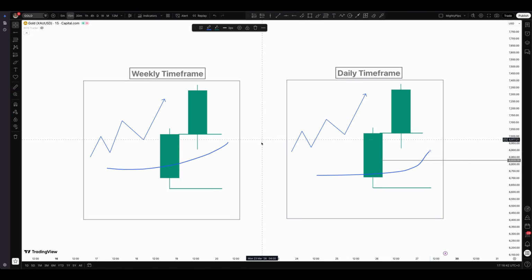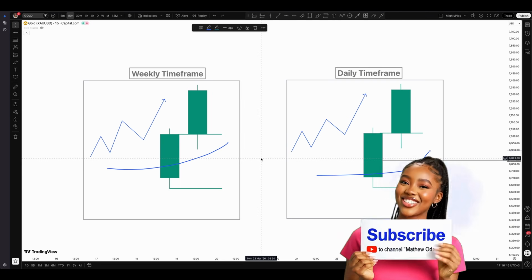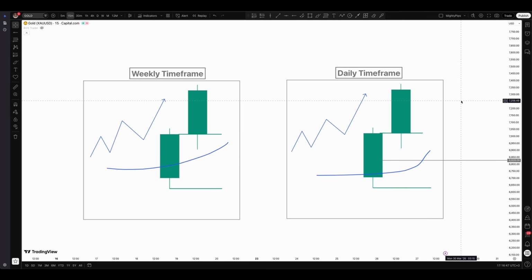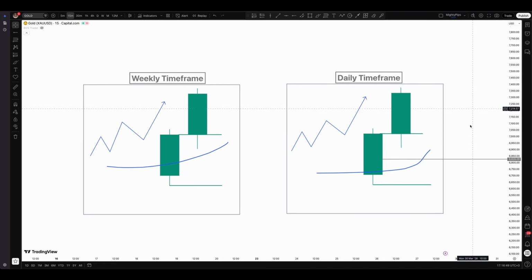So I hope you guys understand that, right? If you don't understand that, give me a comment down below. I'll give you more explanation on that if you want to know how to use market gravity in that sense, right?